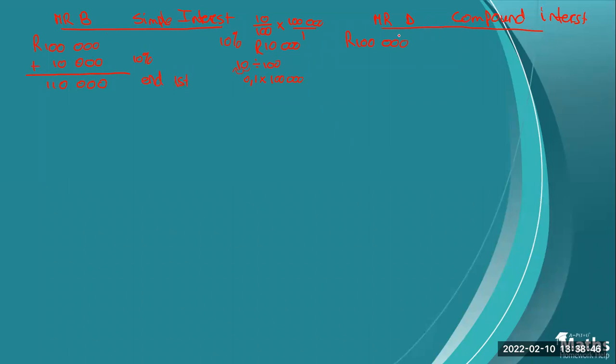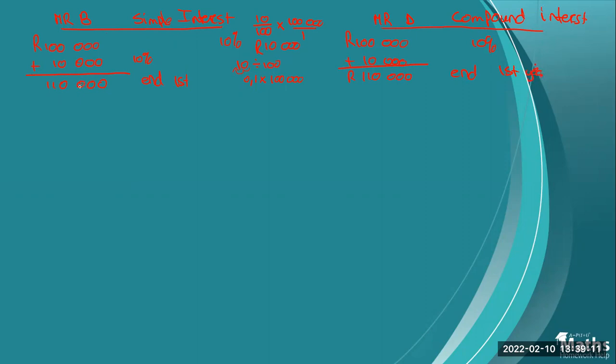So with compound interest, we're going to do exactly the same. We're going to look at 10%. We're going to add 10,000. So then both of you, Mr. B and Mr. D, will have 110,000 Rand in the bank at the end of the first year.